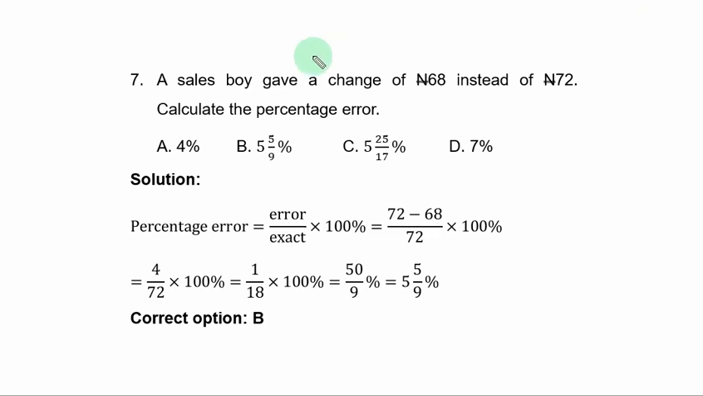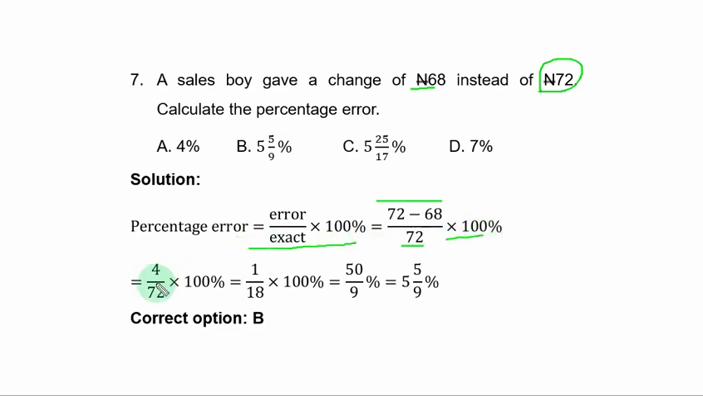Question 7. It says a boy gave a change of 68 naira instead of 72 naira. So this is the actual change. So he gave the first one wrongly. Calculate the percentage error. Solution. The error is obtained using this formula. Now the error itself is 72 minus 68 over the exact change, 72, times 100%.